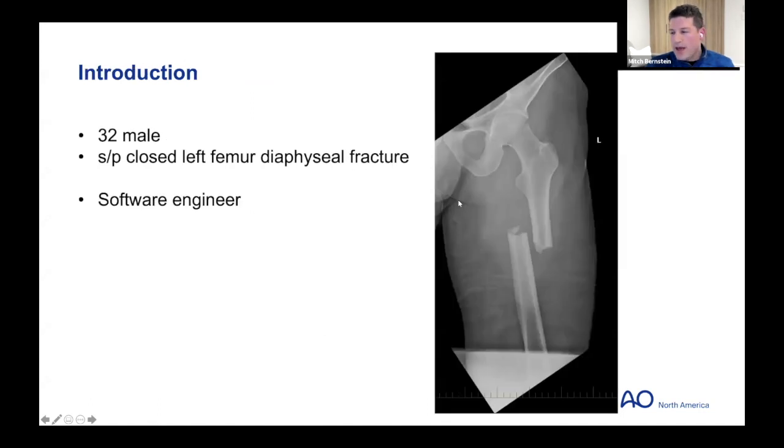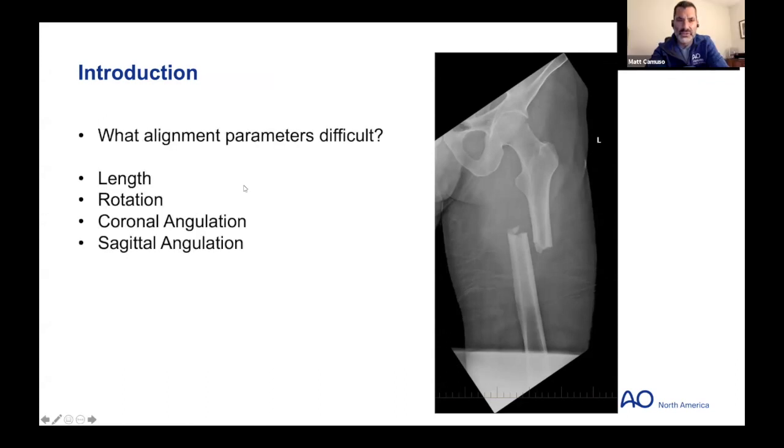So I'll just have one case that will go throughout the discussion tonight. I'll just start with one of the cases of mine. Recently came to our hospital, a 32-year-old male with a closed proximal diaphyseal femur fracture. He's a software engineer. So that's a juicy fracture. That one's totally straightforward. There's no way you can screw that up. This one was, I had that attitude. I had a very arrogant attitude with this one, and it was a slam dunk for me.